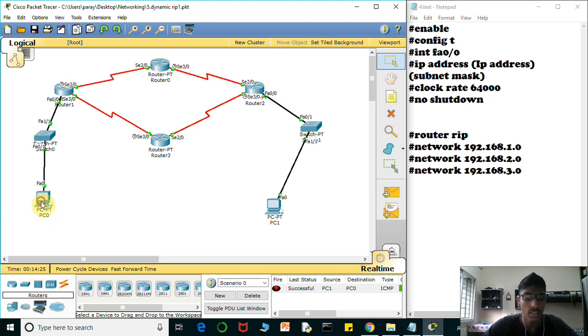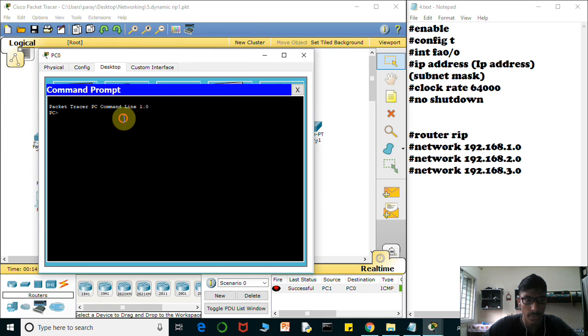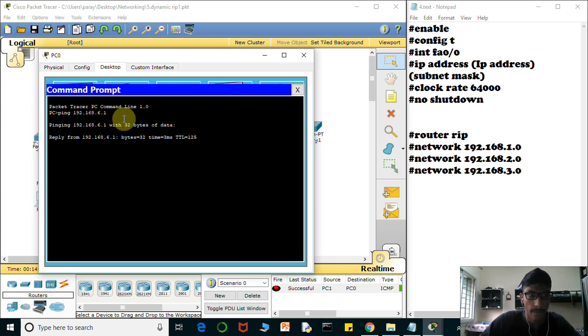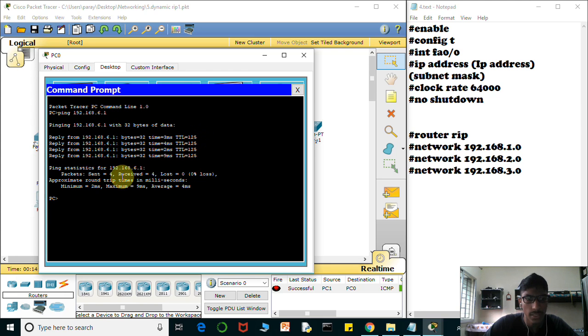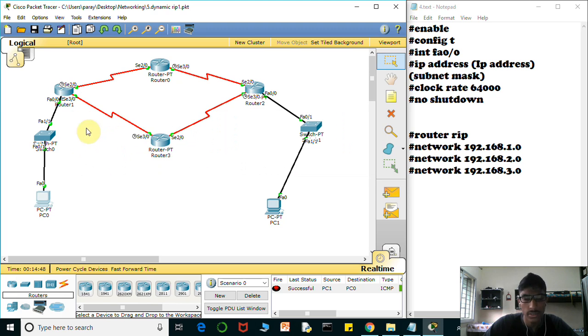So let's check by pinging from one PC to another. I'll ping 192.168.6.1. Here we can see we are sending 4 packets to the PC and we have received 4 packets, so there is no loss. So our topology is correct, and hence our routing using RIP version 1 is correct.